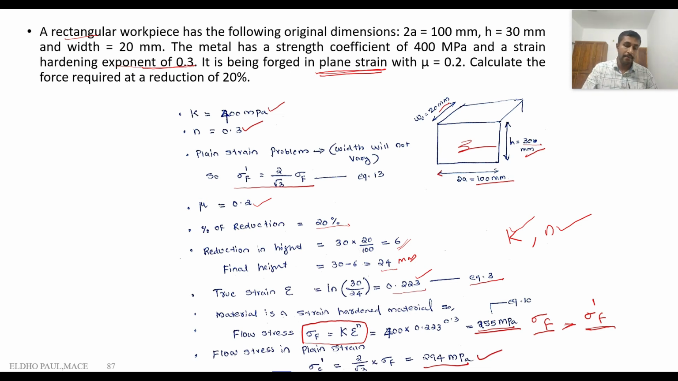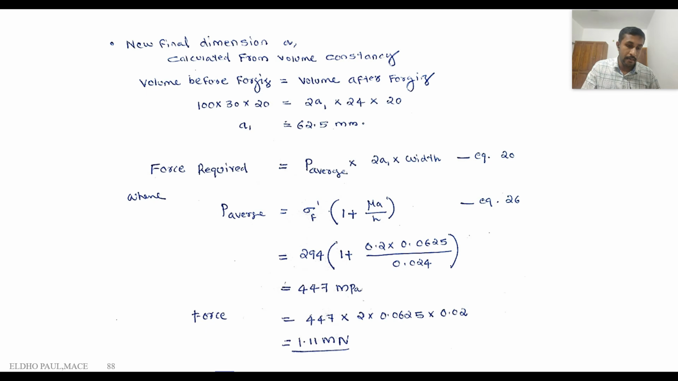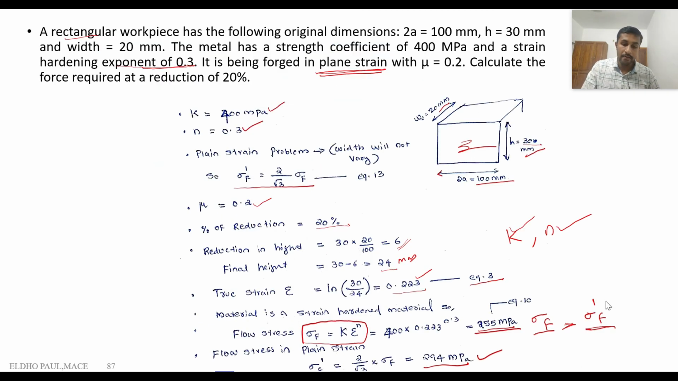Then we can do the next step. The initial length is given as 100 mm, but after 20% reduction we don't know the final length. The width is constant. This is the plane strain condition, so the width will be constant. There is no change in the width, but when the height reduces from 30 to 24 mm, there will be an increase in the 100 mm length. So how much is it increased?